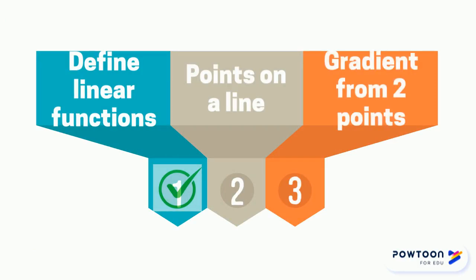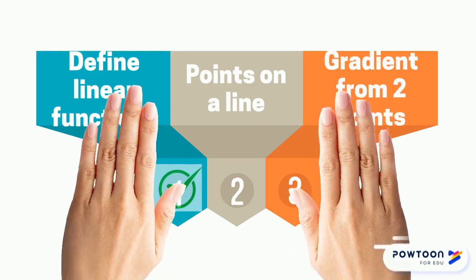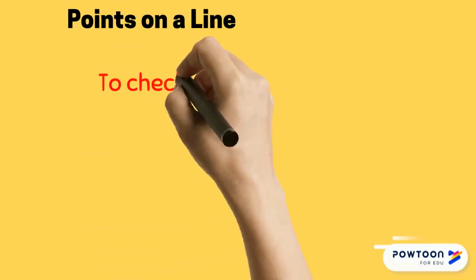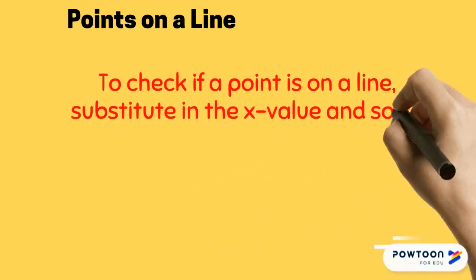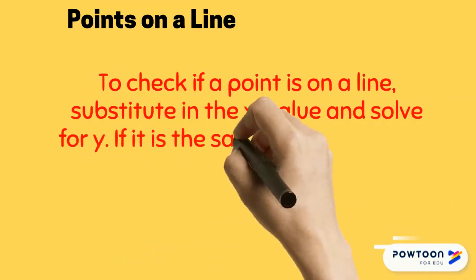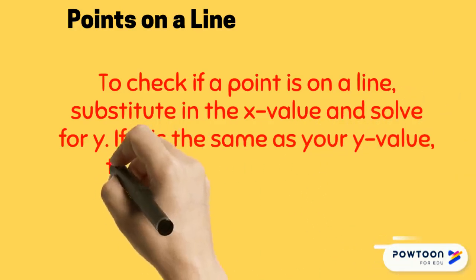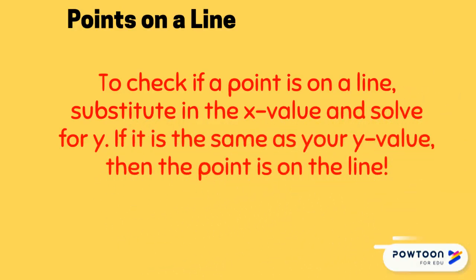Now we're going to actually determine if points are on a line. To check if a point is on a line, you're just going to simply substitute the x value in from your point and solve for the y value. If you get the same answer as the y value in your point, then that point is on the line. If it's different, it means it's not on the line.